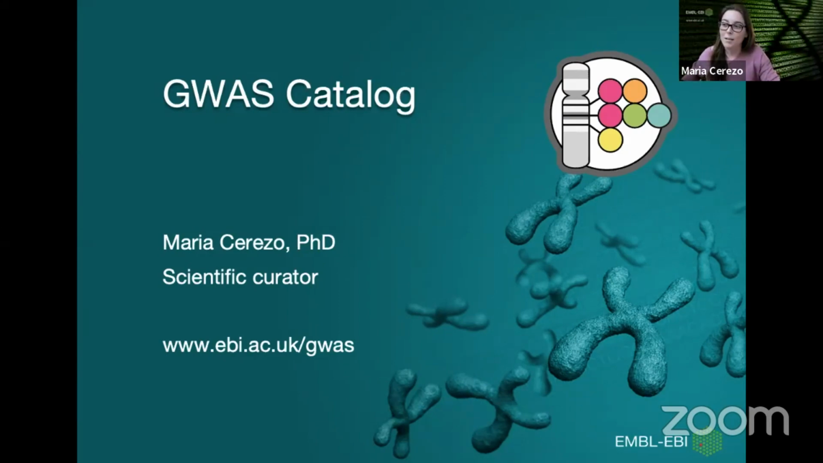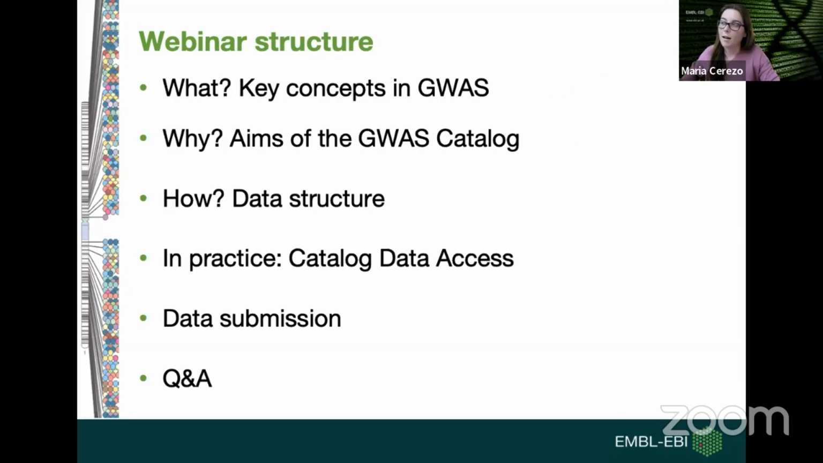The GWAS Catalog is quite straightforward to use. We are going to focus on doing a brief introduction to key terms in GWAS. Later on, we will explain why it's important, the aims of the GWAS Catalog, and how we structure the data. We'll move to, in practice, data catalog access, how you can access all the data on the website. We'll explain data submission, and in the end, if you still have more questions or want to discuss more things, we'll have a few minutes for Q&A.